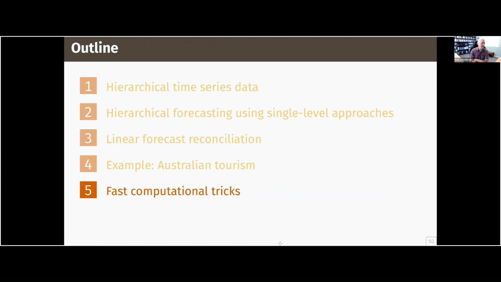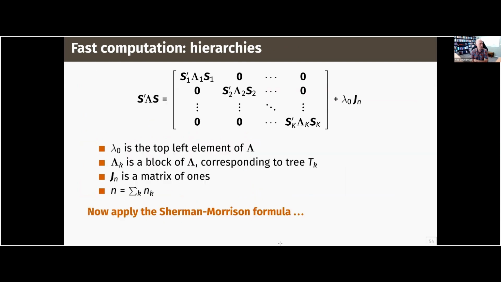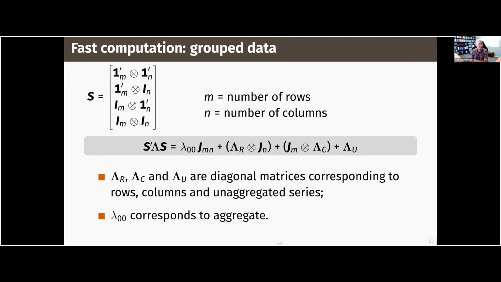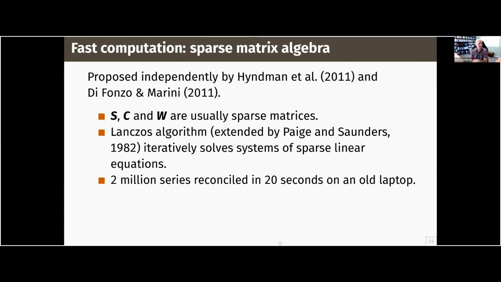So I just wanted to finish by talking about a couple of computational tricks. I'm going to skip over the first couple, because I want to leave a little bit of time for questions. They're there because they're interesting mathematically, but they're less useful practically. Let me skip to the most practical way of doing this that's fast, that helps a lot, and that's to use sparse matrix algebra.